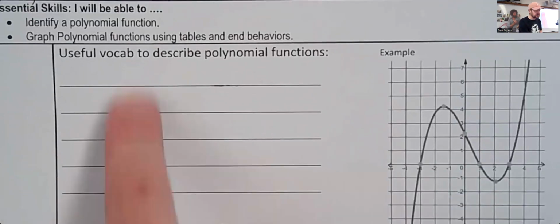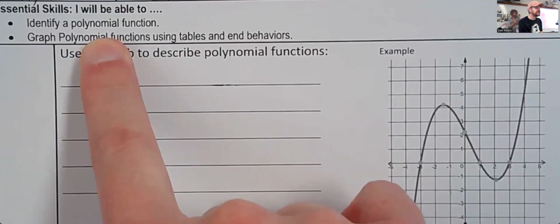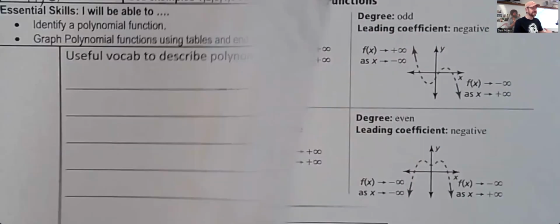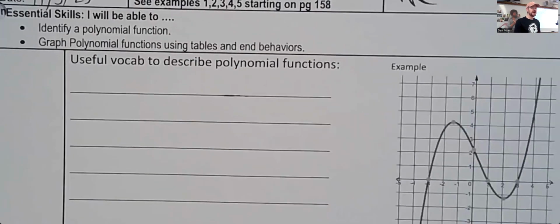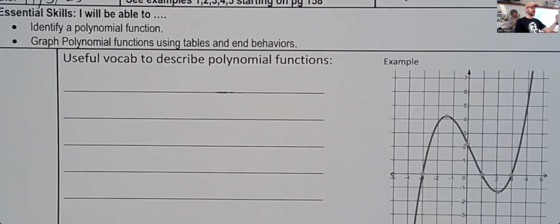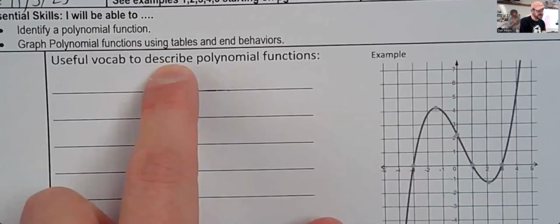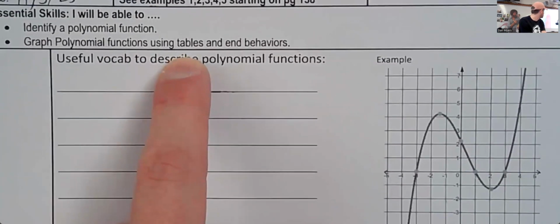So in terms of what we are looking for, we're going to be able to identify a polynomial function. And specifically today, I should mention, we're looking at third degree and fourth degree polynomials. So highest exponents of 3 and 4. So far, the highest exponents we've seen have been 2, for quadratics. We're going to be looking at exponents of 3 and 4, at least for today.